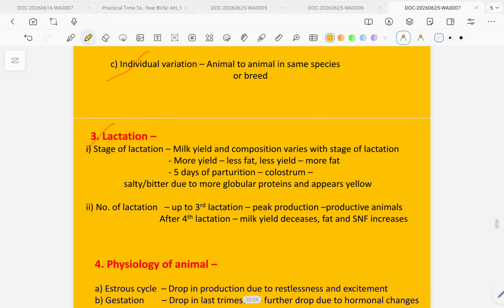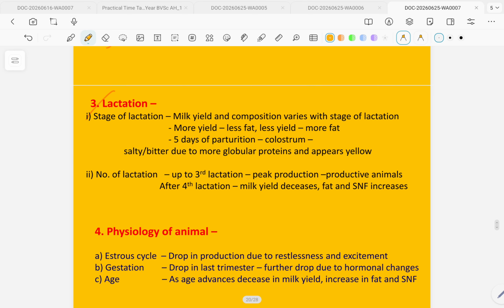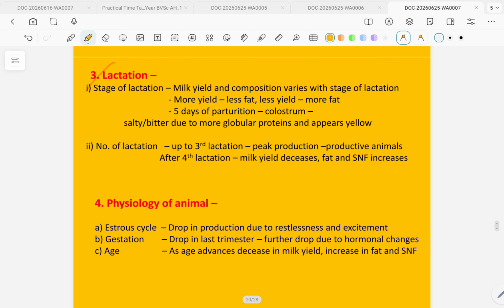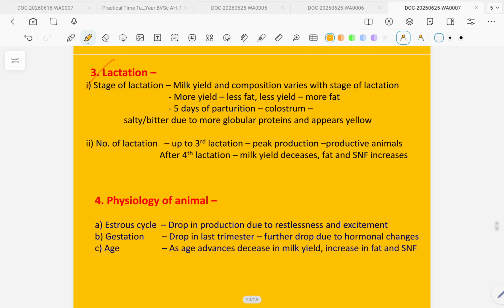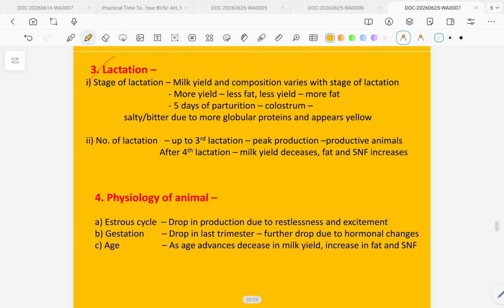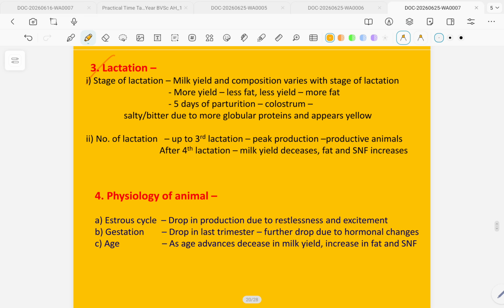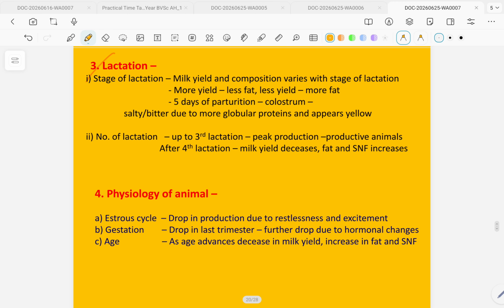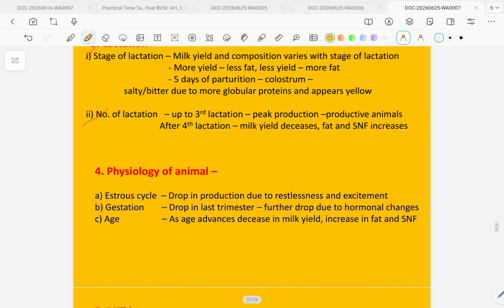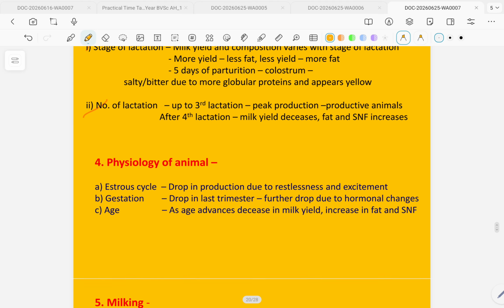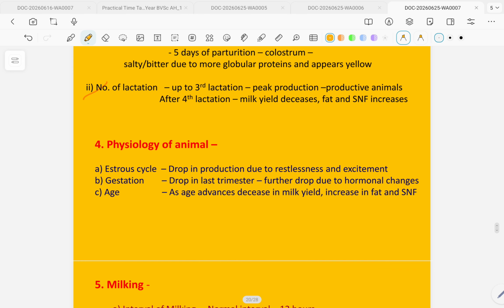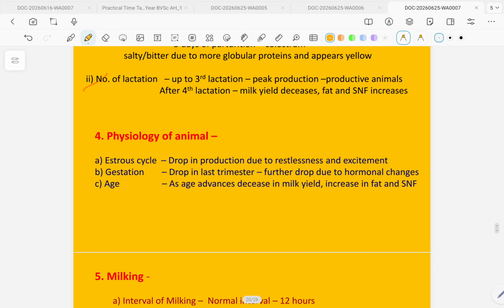Stage of lactation: milk yield and composition vary with stage of lactation. More yield, less fat; less yield, more fat. Within 5 days of parturition, colostrum is salty and bitter due to more globular protein, and appears yellow. Number of lactation: up to the third lactation, peak production in a productive animal. After 4 lactations, milk yield decreases, and fat and SNF increase.